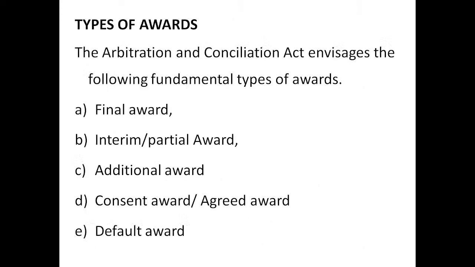These are the types of awards. The Arbitration and Conciliation Act envisages the following fundamental types of awards: final award, interim or partial award, additional award, consent award, also known as agreed award, and then default award. Let's go one by one. Different types of awards the arbitrator can pass, like decree, judgment, final, appeal, and so on. Likewise, numerous awards can be passed by the arbitrator. We will see.